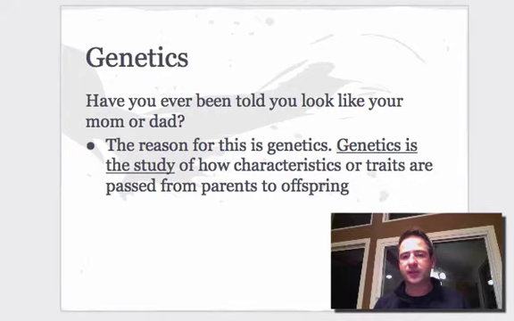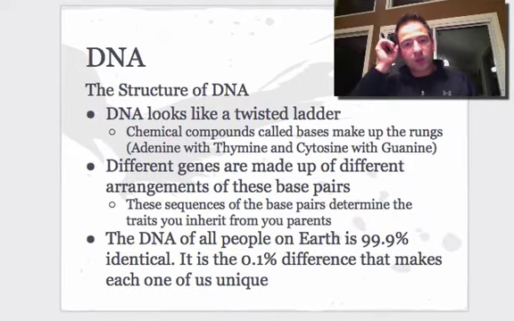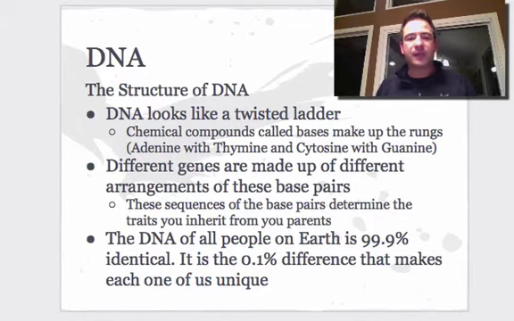But the reason that we have these traits and that we do look like our parents, or maybe we look like a sibling and such, is because of genetics. So basically, genetics is just the study of how traits are passed on from parents to offspring, and we're going to dive into that a little bit deeper and talk about what this means. So where do these genetics, these traits come from? Well, we have to look at DNA, okay?